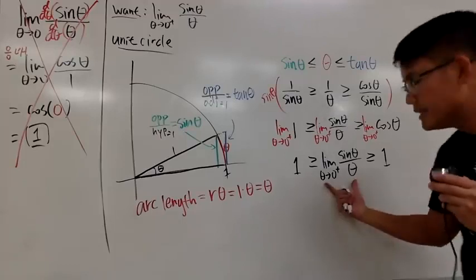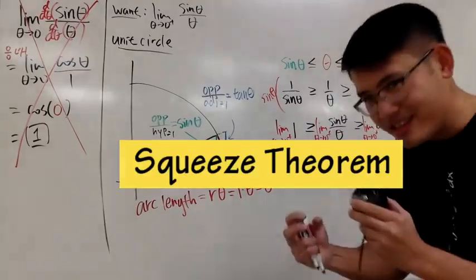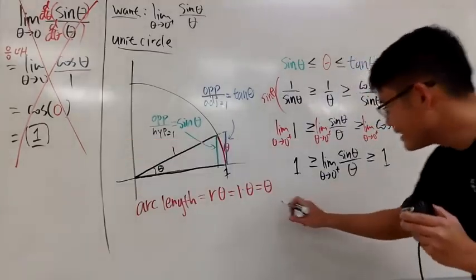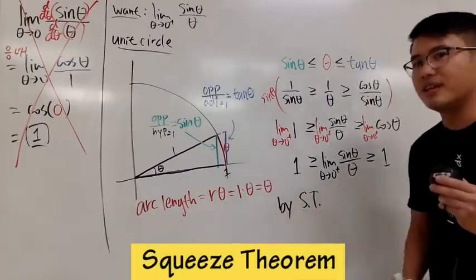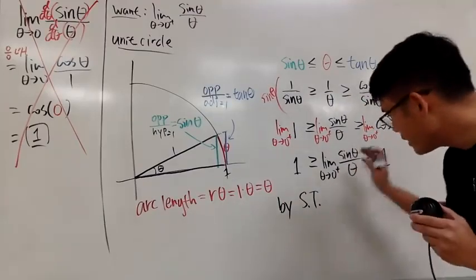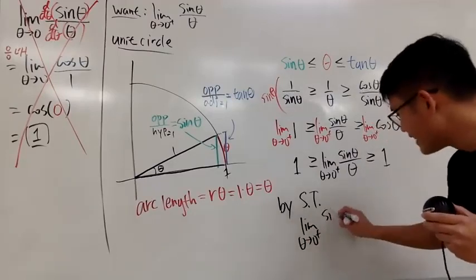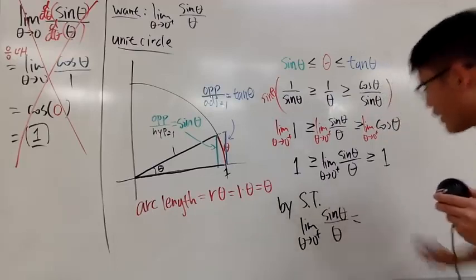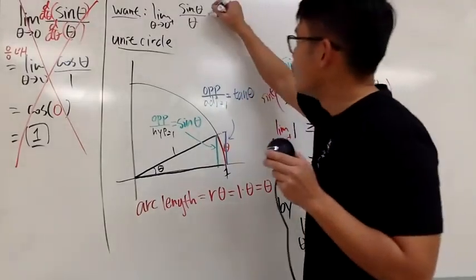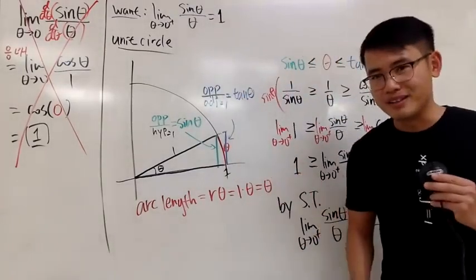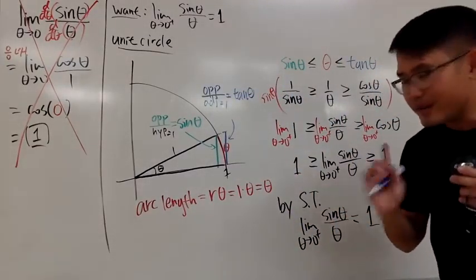Now, you see, this limit is in between 1 and 1. Therefore, we can use the squeeze theorem to argue that. So I'll just put this down by the squeeze theorem. ST stands for Steve as well, right? Anyway, we can conclude that the limit as theta approaching 0 plus of sine theta over theta has to be equal to 1 as well, isn't it? And as you can see right here, we are done. And we got this right here. Cool. Yes.